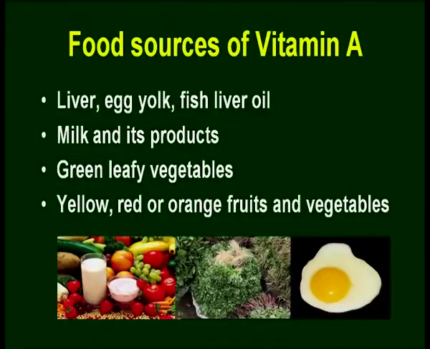But it is also available in enough quantity in green leafy vegetables, red, yellow, orange fruits and vegetables. However, when we talk of vitamin A from the plant sources, they are available in the form of carotene, particularly the beta carotene, and our body can convert this beta carotene into vitamin A to perform various kinds of functions. Now we will talk of vitamin D.